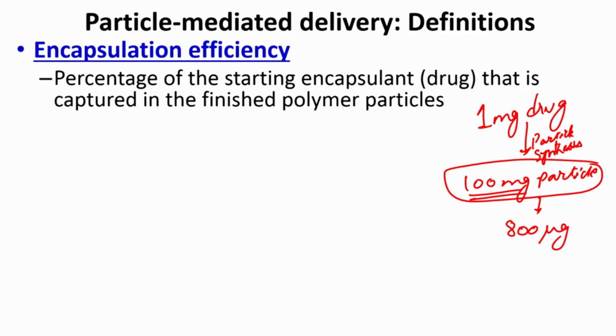My encapsulation efficiency is going to be 0.8 milligram divided by the initial drug, which is 1 milligram, multiplied by 100 to get a percentage, and that is essentially 80%. So, in this case my encapsulation efficiency is 80%, but this is how it is typically defined.